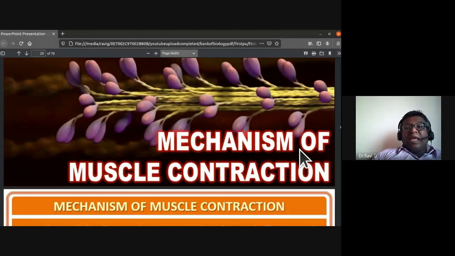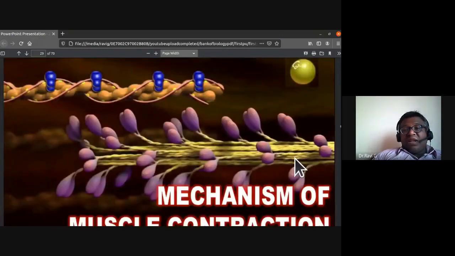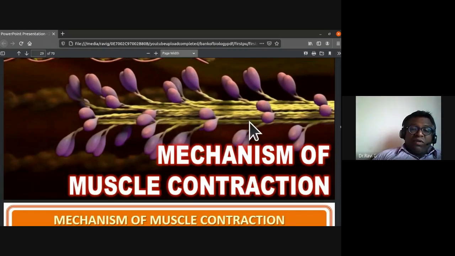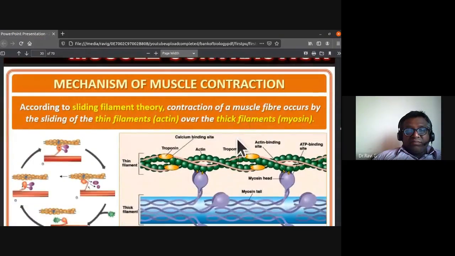Okay, the mechanism of muscle contraction we'll understand. Once you have understood the structure of actin and myosin, we will understand the next aspect, that is the mechanism of muscle contraction.